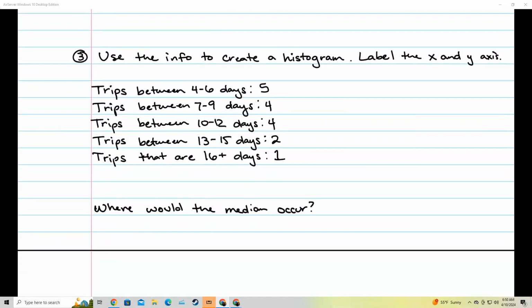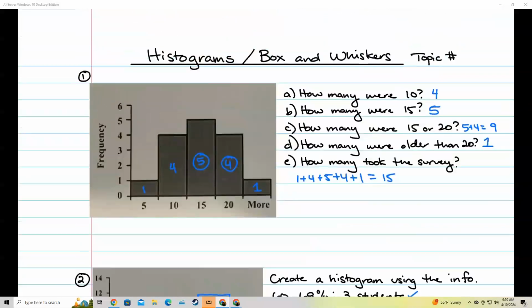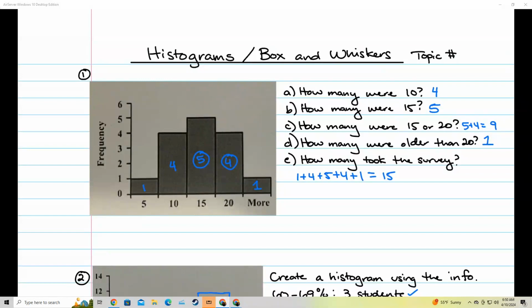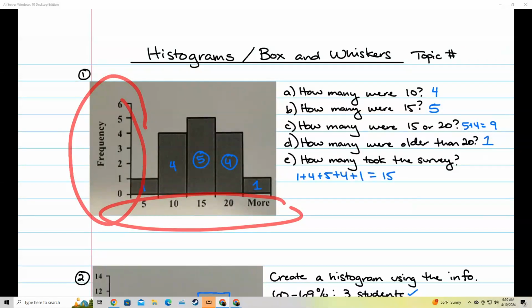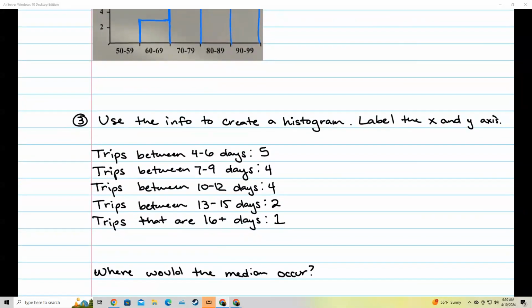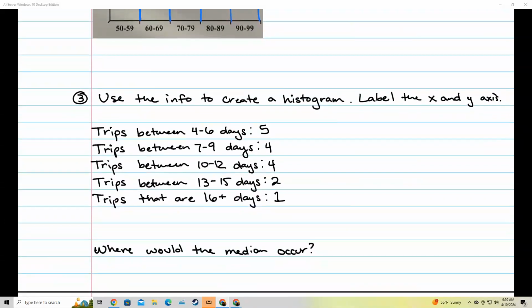It says use the information to create a histogram. Make sure to label your X and Y axis. Now, like I said, that first one we did a pretty horrible job of labeling what was going on there, so it did cause a little bit of confusion. So the more accurate you can be with labeling your axes, like what do these numbers mean down here, and what do these numbers mean right here, it's going to help the reader out. I didn't mean to do that, but it just happened. It was not easy to understand what was going on in that graph.